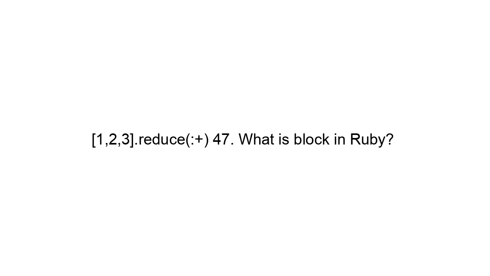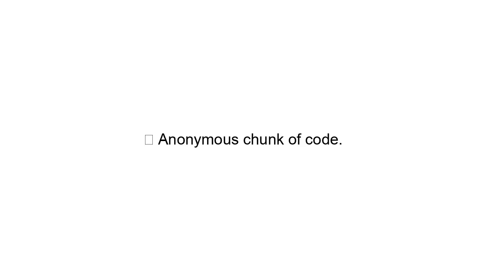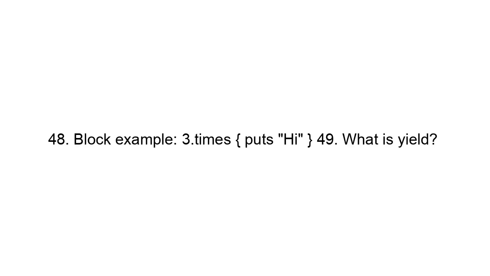1, 2, 3. Reduce, plus. 47. What is block in Ruby? Anonymous chunk of code. 48. Block example: 3.times { puts "hi" }. 49. What is yield? Passes control to block.